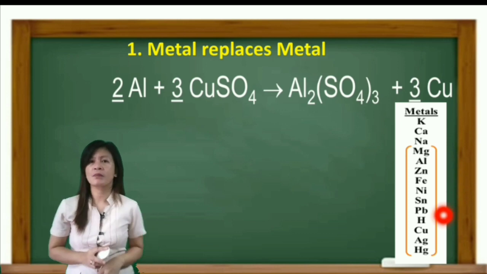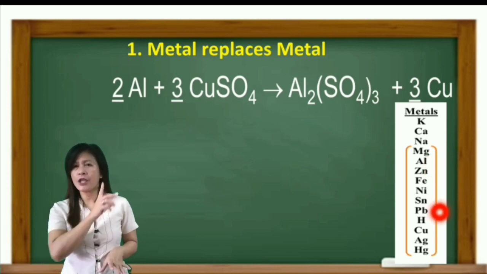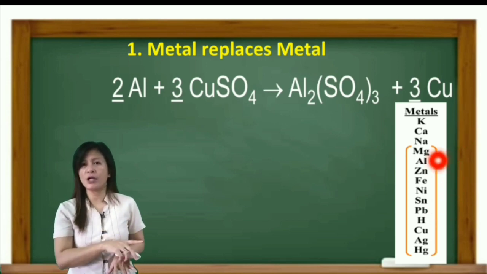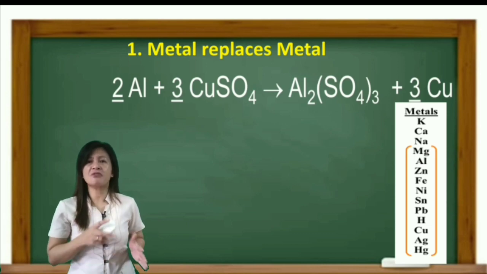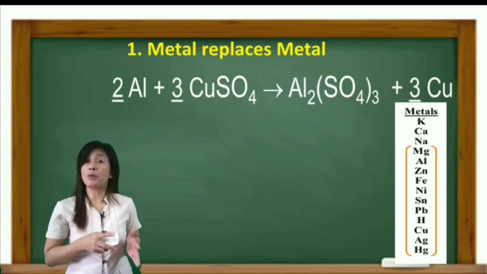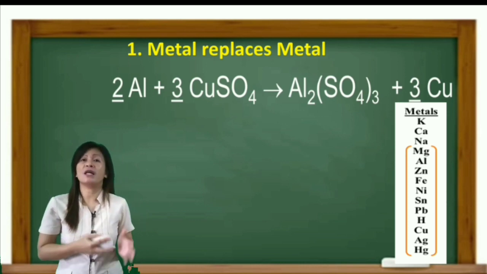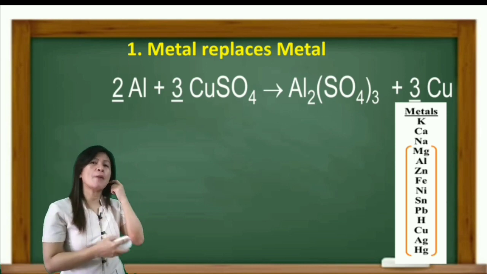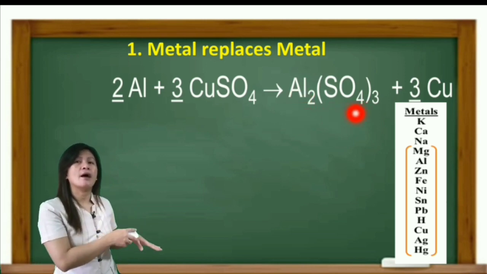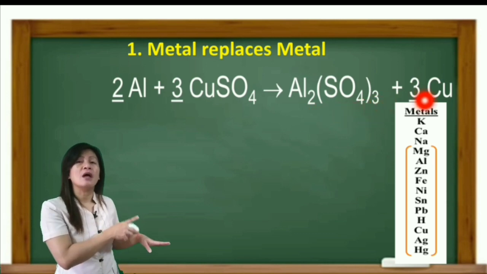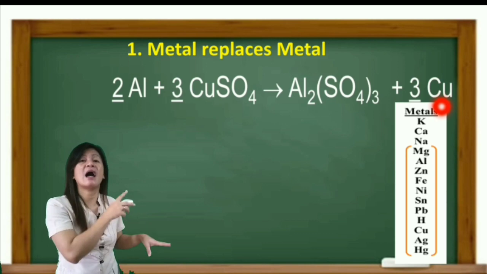Let's take a look. Is the position of aluminum higher or lower than that of copper? It is higher. So aluminum is much more reactive than copper. So aluminum can replace copper in copper sulfate. So when aluminum replaces copper from copper sulfate, the products will be aluminum sulfate. And the other product is that element that is replaced by aluminum.